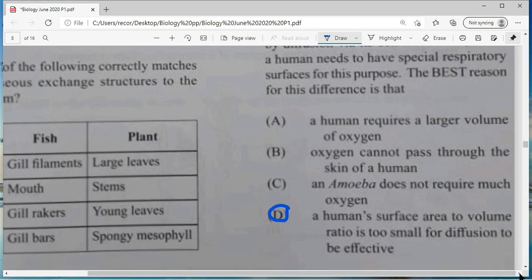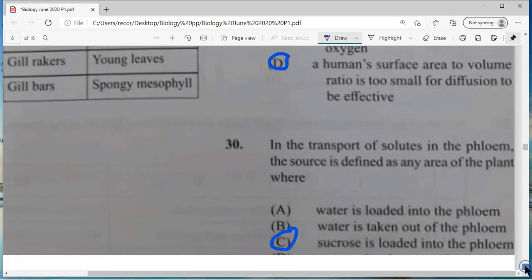The best reason for this difference is that, okay, this question is one of the questions that one would know. It comes pretty much from circulation, and it looks at surface area to volume ratio. If you looked at circulation, or you haven't looked at it just yet, you could go onto my channel and look at surface area to volume ratio, and this is well explained there in animation. So our answer here is going to be D, but ensure that you read through all the options here. A is out, of course, B is out, C is out. But the answer D here, a human surface area to volume ratio, is too small for diffusion to be effective.